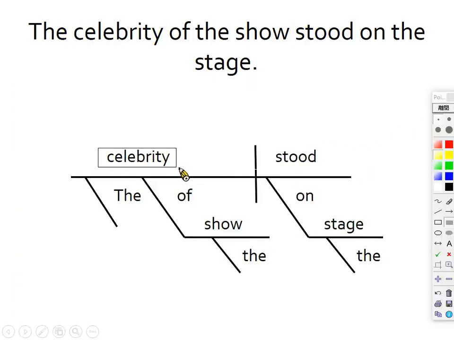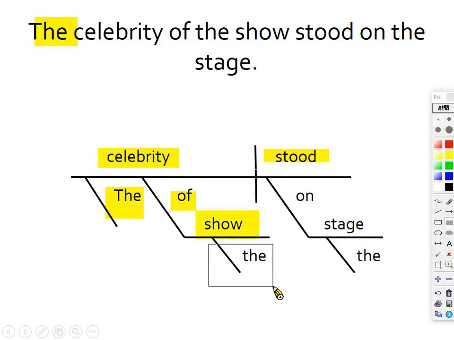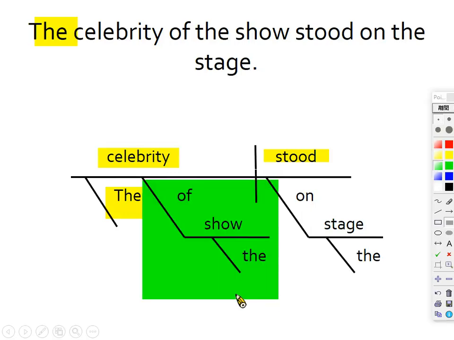But still, celebrity stood. And the key here, we have the celebrity is good. But of the show, object, the is used to modify show. So you have to put them in this way. Okay? Everything put under one word is a decoration. So of show, the show, okay? On stage, on the stage, the, again, is used to modify stage. Okay, please correct it by yourself.